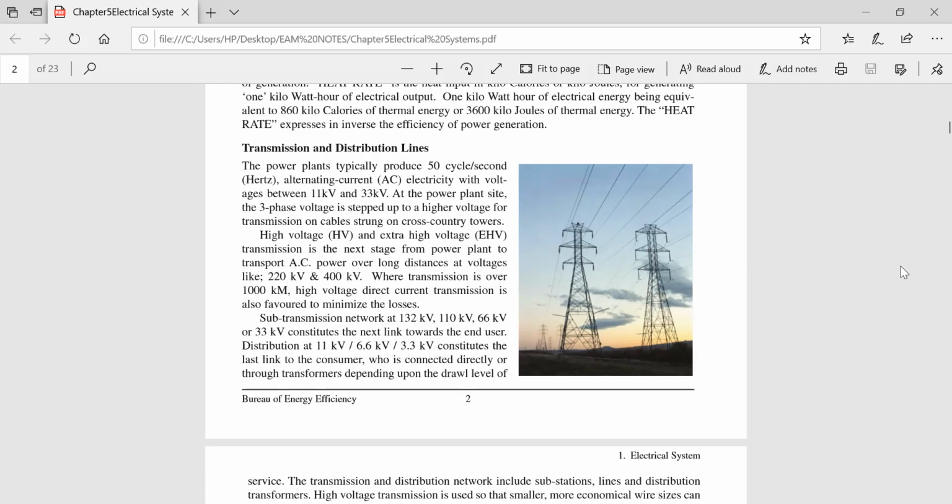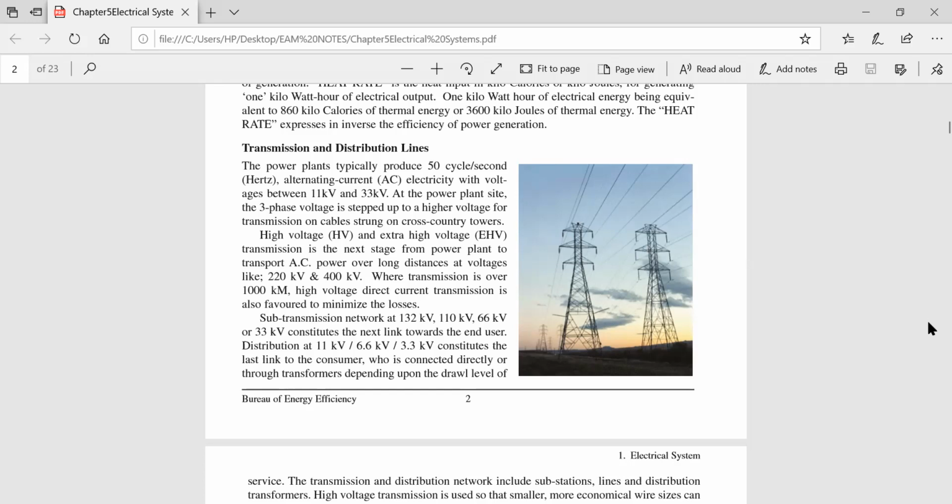Now the substation network is at 132 kV, 110 kV, 66 kV, or 33 kV. It is the next link towards the end user. In distribution, we are stepping down to 11 kV, 6.6 kV, or 3.3 kV. It is the last link to the consumer, because in the distribution system we step down the voltage at the substation and give 440 volts to the industry, and 220 volts to our homes, the consumers.